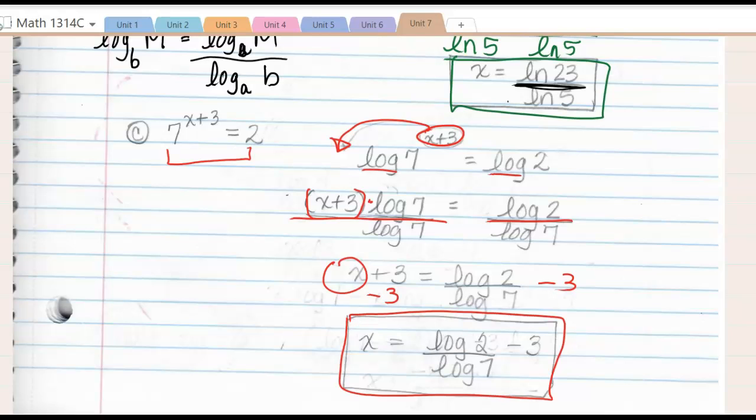Again, I want to remind you that this is the one we want to keep. This is what we have as an exact value. If you were in my math lab, maybe they want an approximation, but on the test I will always be asking for the exact value.